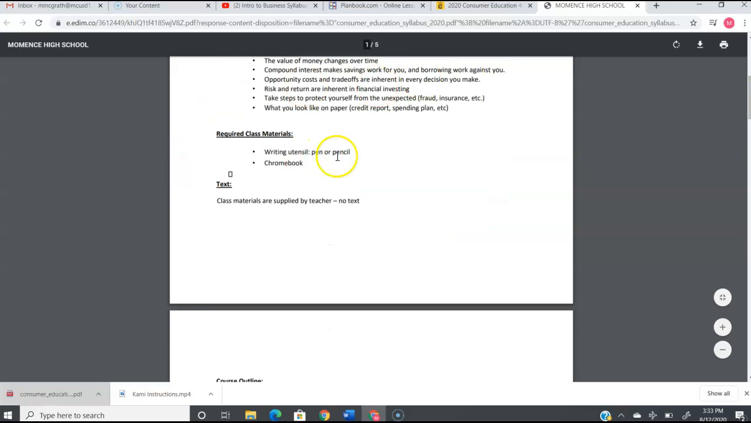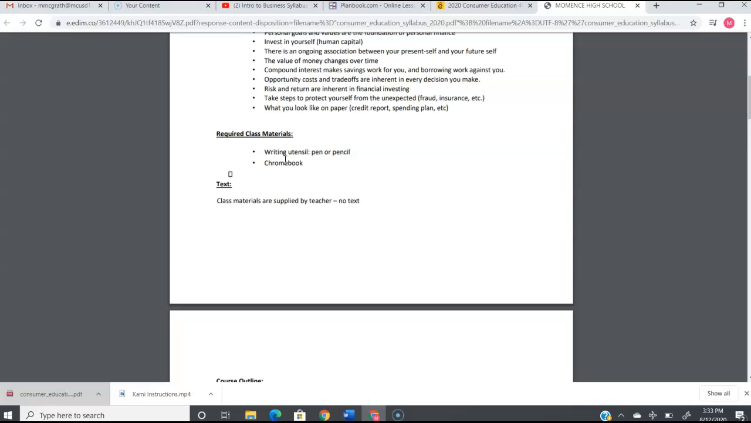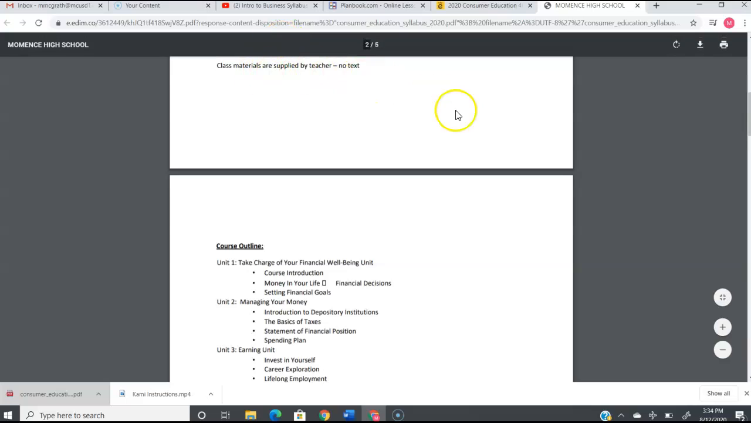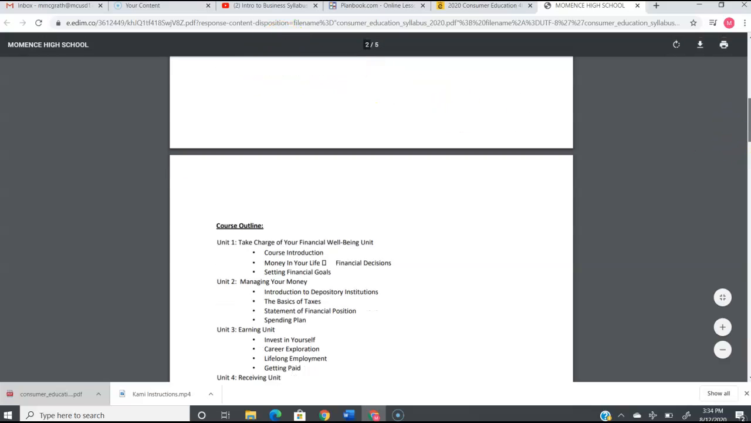Required class materials. You will need a writing utensil occasionally, but most of your work is done on your Chromebook. You will be doing pretty much all of your assignments, a few here and there, electronically using your Chromebook, and you will be using a program called Cami, which you will learn about shortly. And you can edit PDFs and write on those, and that's what you will turn in for your assignments. Okay. There is not a text. I will supply all the class materials. Most of it is electronic.